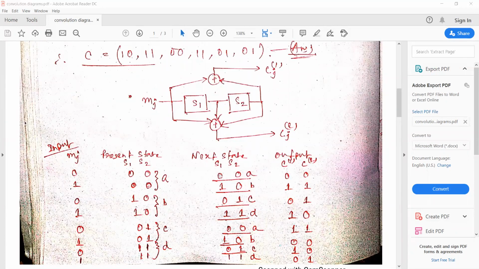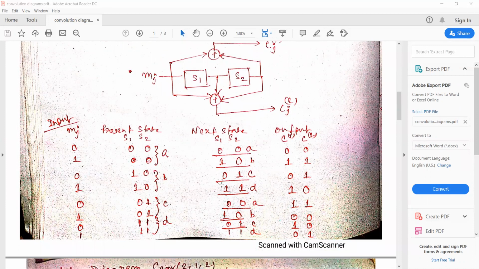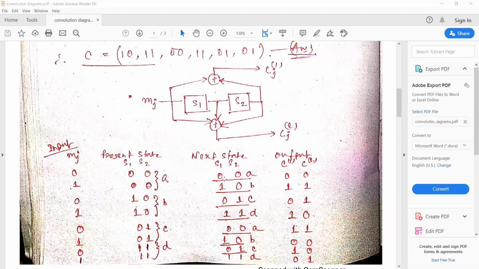So what to do? First of all, we have to make a table. You have already know how to make this table. This is called the state table. This is from your digital electronics class where the counter was there. For the counter, we have already used this state diagram in the digital electronics class. So this is also same. We have to make the message, present state, next state, and output. So very carefully follow this, how to make this table.